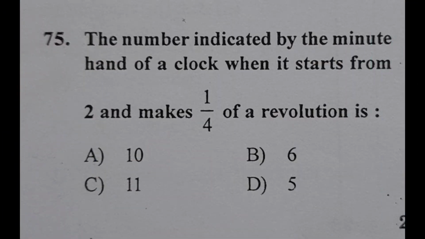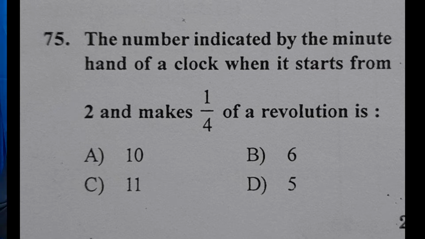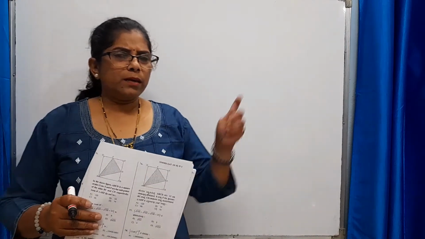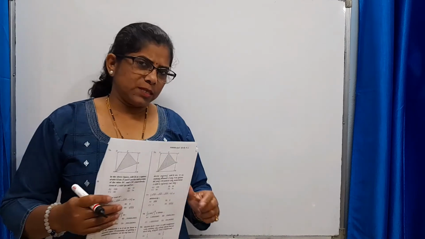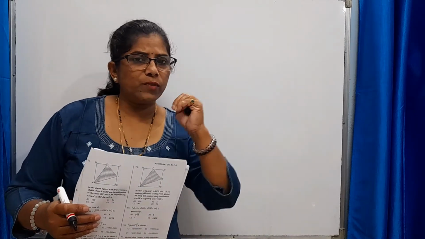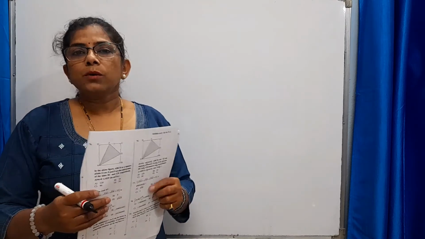75th question. The number indicated by the minute hand of a clock when it starts from 2 and makes 1/4 of the revolution is. Now we know that in our clock there are 12 markings for 12 hours. So 1/4 revolution means out of 12, 1/4 of that is 3 hours. So that minute hand is going to cross 3 hours, right?